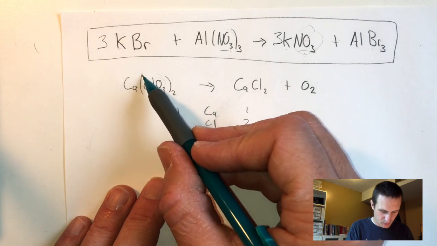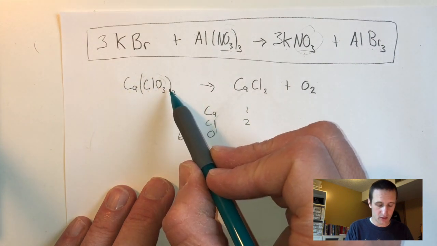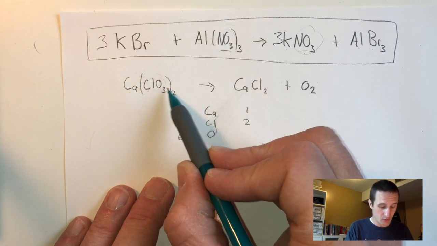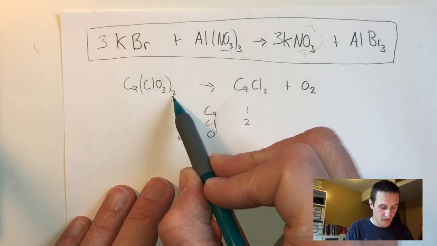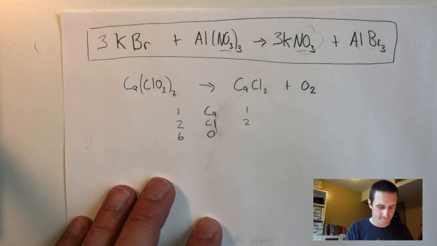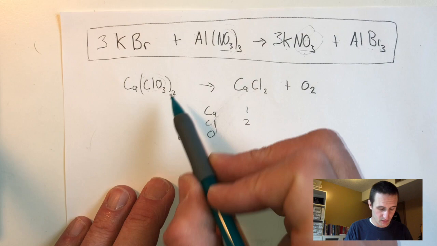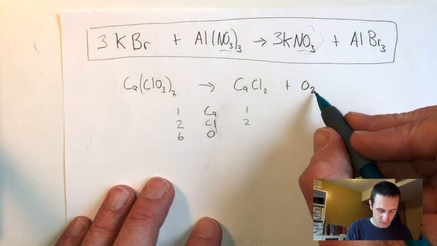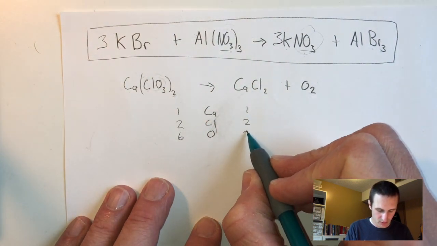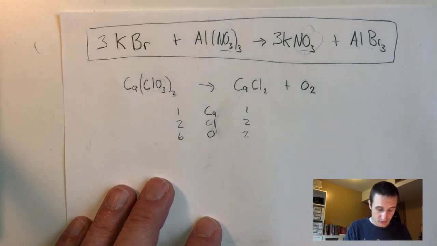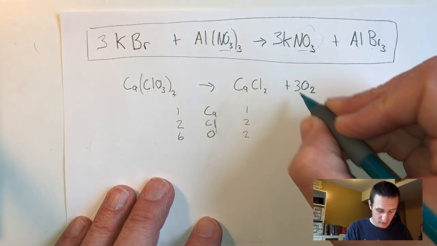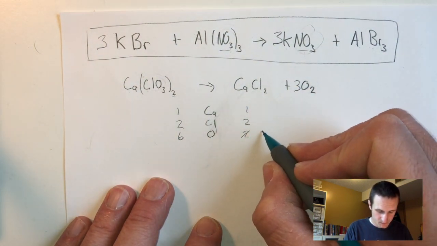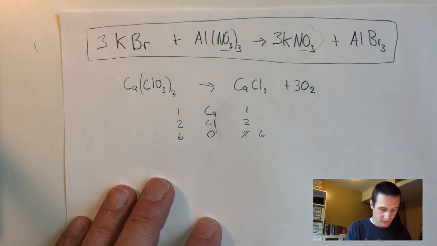This one actually has 6 oxygen. Remember, this parentheses is like a grouping, and so you have to multiply everything inside that by whatever number is outside of that little grouping. And so 2 times 3 is 6 oxygen. Over here, there's 2 oxygen. And so to balance it, I just need a coefficient of 3, which makes 6 oxygen.